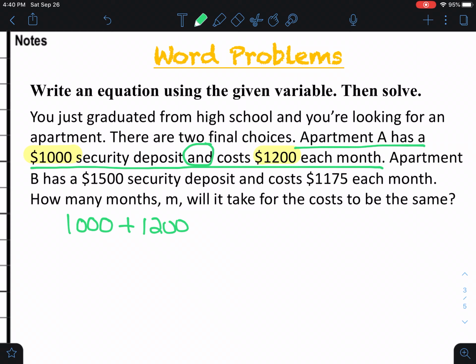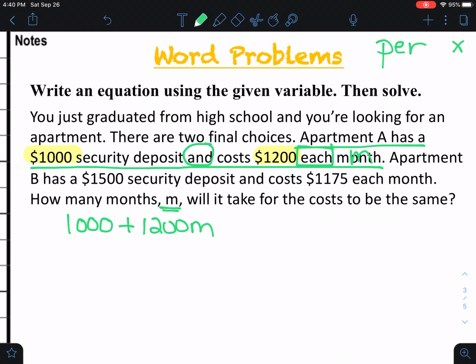Now, this word right here, each, when you see that word, each, or the word per, you should be thinking multiplication, okay? So $1,200 per month, or each month. And we know that down here they told us for months to use M. So instead of months, I'm going to put an M. So this is 1,000 plus 1,200 per month. All right, so that's our first apartment.